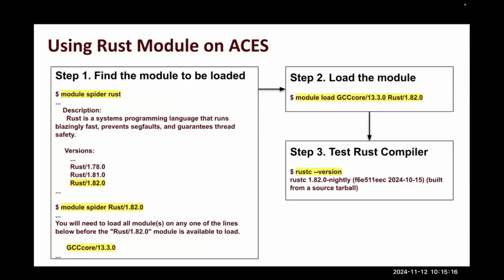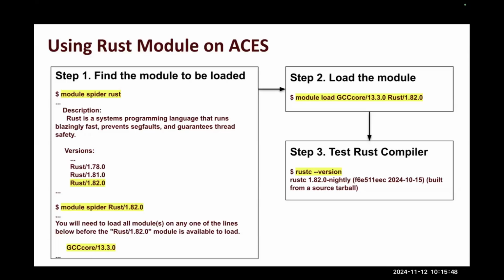To run Rust on ACES, we first need to find the right module to load for running Rust. There are multiple versions of Rust installed on our ACES system. The command to find the modules available for Rust and other software is simply module spider. That's the command you use to find a certain software. Here, we do module spider Rust. You can see a list of Rust versions installed.